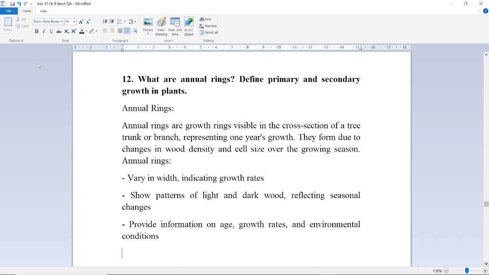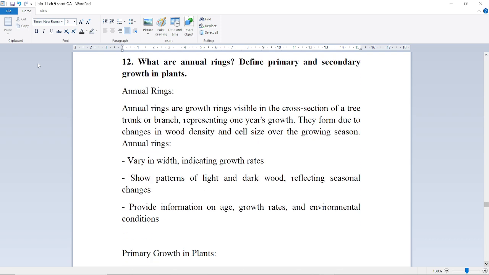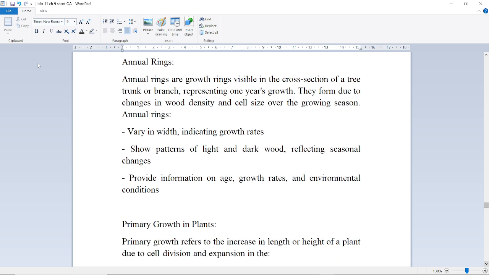Next question is, what are annual rings? Define primary and secondary growth in plants. First of all, we see what are annual rings. Annual rings are growth rings visible in a cross-section of a tree trunk or branch, representing one year of growth. They form due to changes in wood density and cell size over the growing season. Annual rings vary in width, indicating growth rates, show a pattern of light and dark wood reflecting seasonal changes, and provide information on age, growth rate, and environmental conditions.